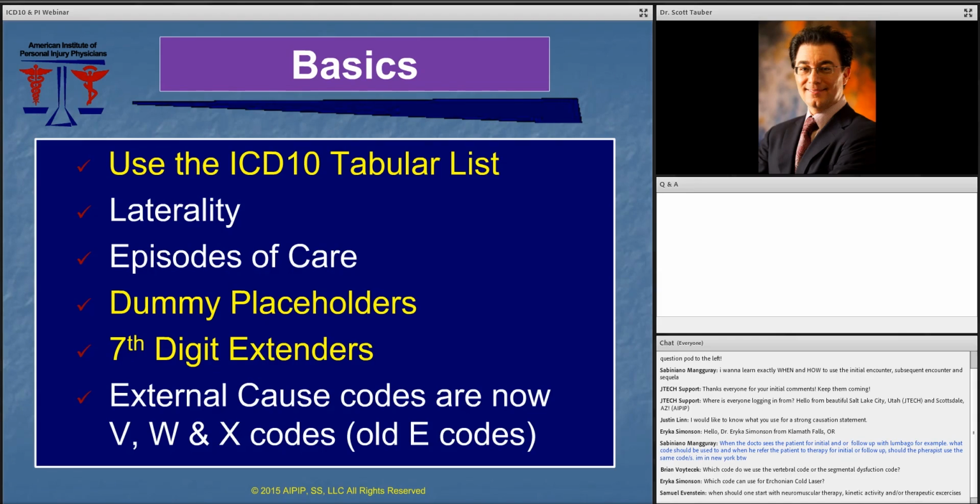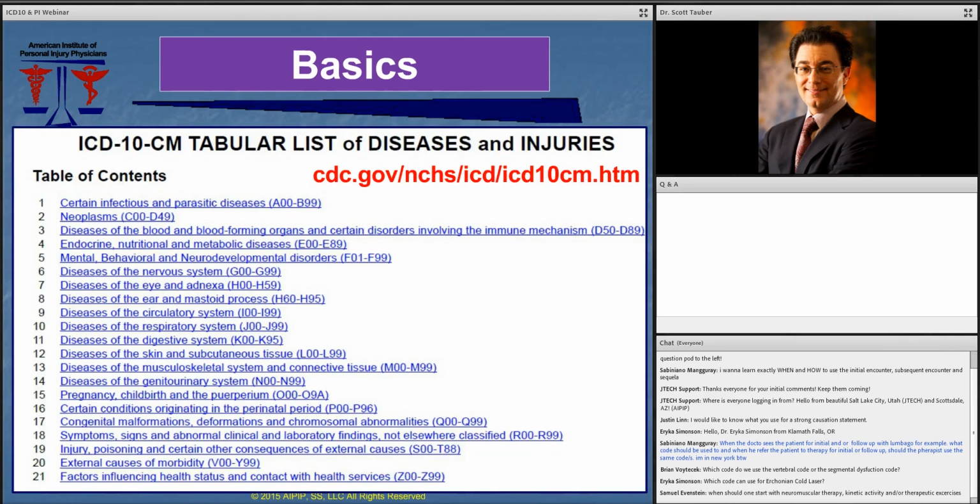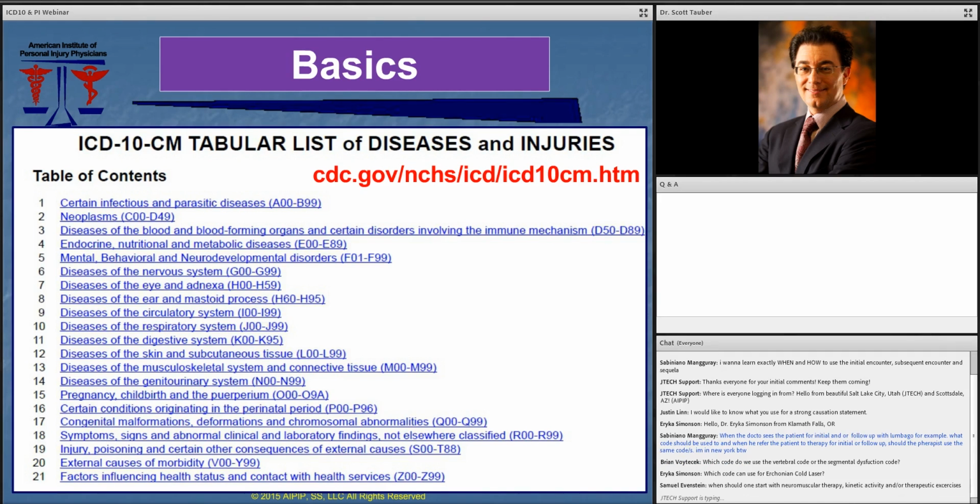Now, this is the tabular list that I had referred to. If you don't have it, you can download it from the CDC website. There it is right there in red for you. And this is interactive once you do download it from cdc.gov with all the slashes and all the numbers and letters in there. These blue sections right here will become interactive, and these are now chapters. So we have 21 chapters right here.